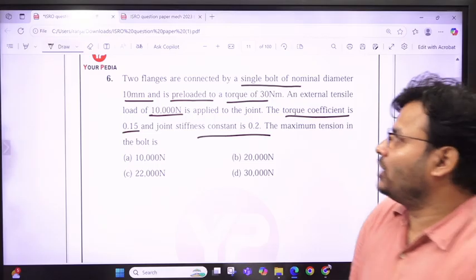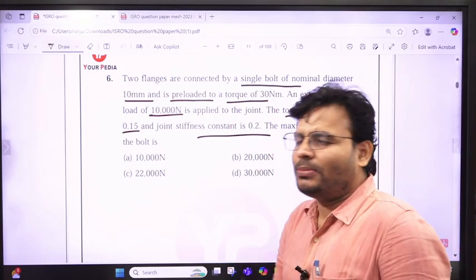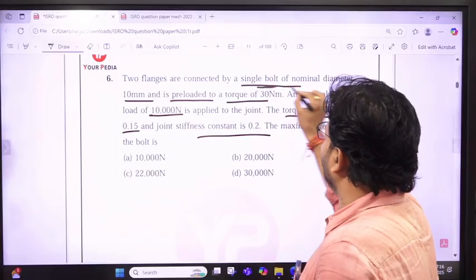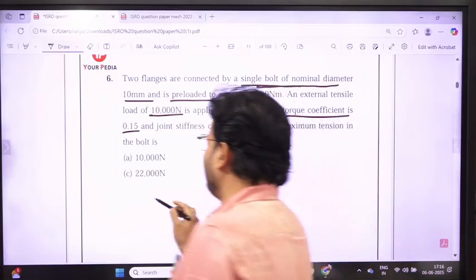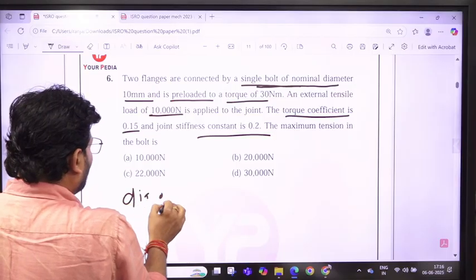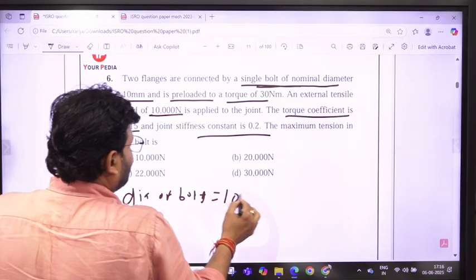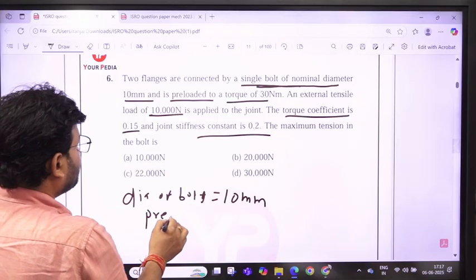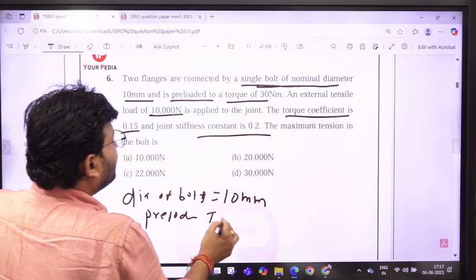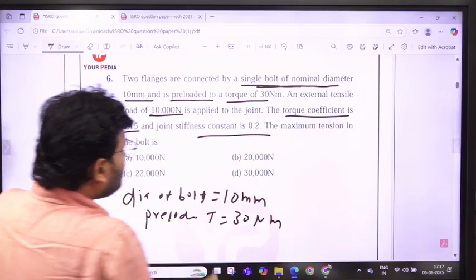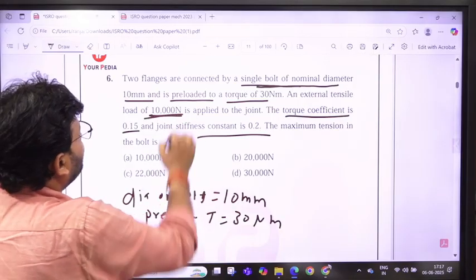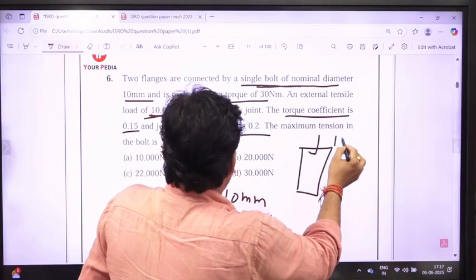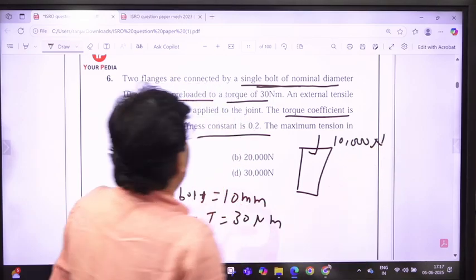So my dear friends, how can we do it? Two flanges are connected by a single bolt, so you have two flanges connected by a bolt of nominal diameter. The diameter of the bolt is given as 10 mm, right? And it is preloaded to a torque, the torque given is 30 Newton meter. Now see, an external tensile load of 10,000 Newton is applied to the joint.